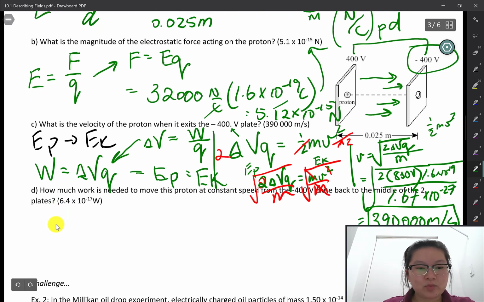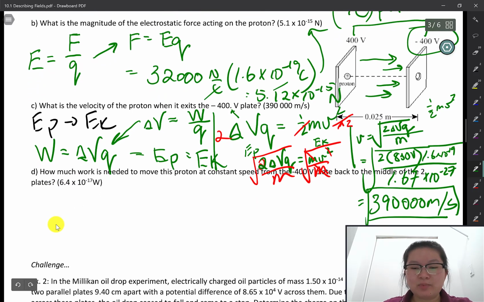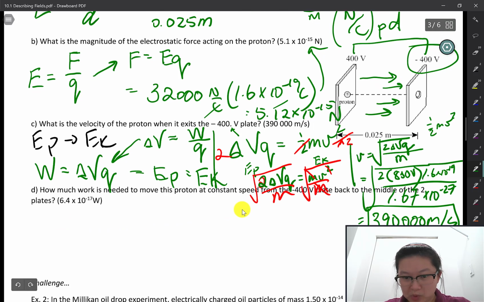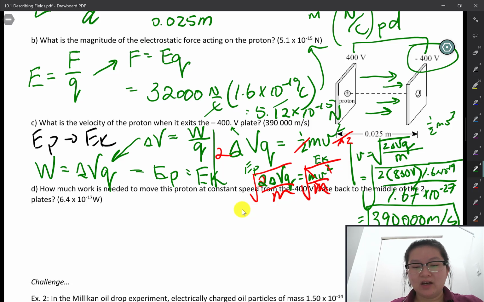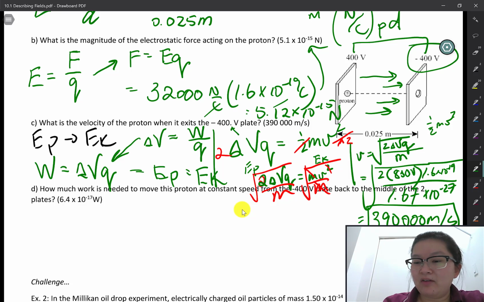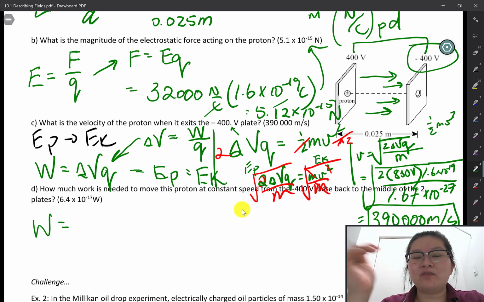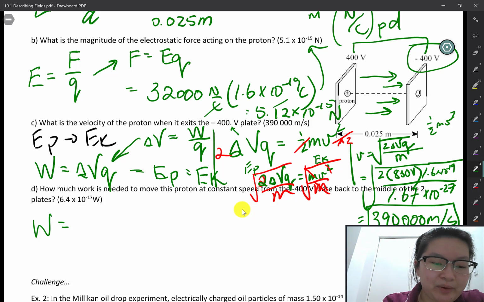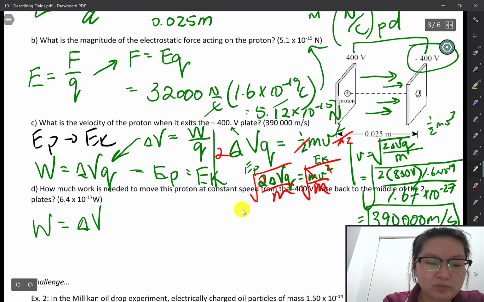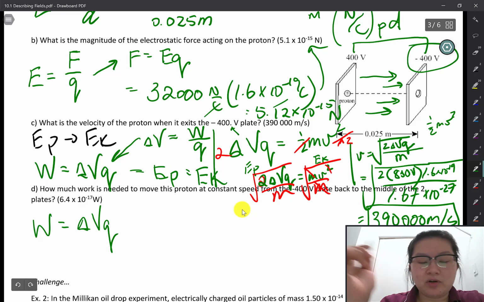Last but not least, how much work is needed to move this proton at constant speed from the negative plate back to the middle of the two plates? Ooh, it's back to the middle of the two plates. Okay, so it's not all the way back to the other plate. So we know that, again, the amount of work done on a proton to move it from one place to another is going to depend on the difference in electric potential times the charge on the proton.